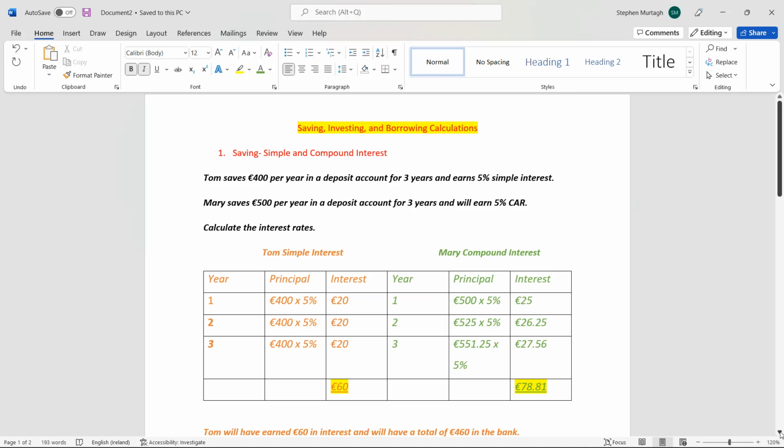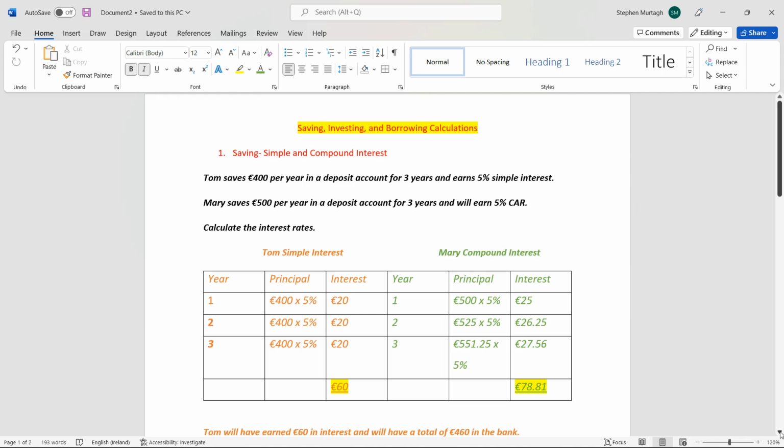Hi everyone, so this is a quick video on the calculations for saving, investing and borrowing for a junior cycle business. So the first question here is a simple and compound interest question. And we're told that Tom saves €400 per year in a deposit account for 3 years and earns 5% simple interest. And Mary saves €500 per year in a deposit account for 3 years and will earn 5% compound annual rate. So what you have to do then is calculate these interest rates for Tom and Mary.